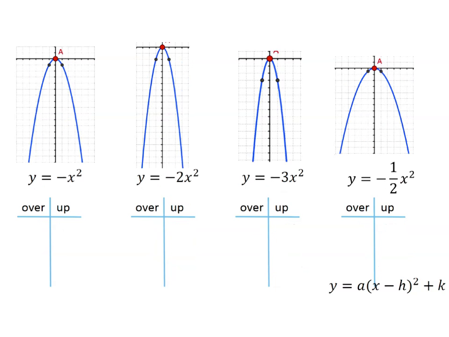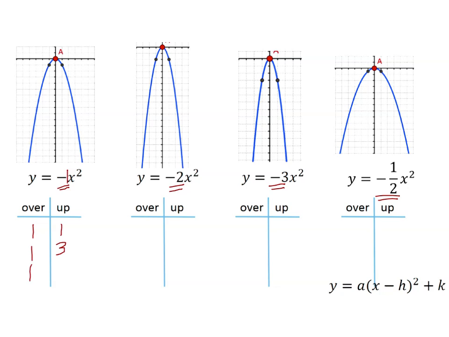All right, so let's look at some other values of A. Now, you might notice that these parabolas look very similar to the ones we just looked at. We have a value of -1 for A, a value of -2, -3, and -1/2. So the number part is still the same, but the difference here is that we have a negative out in front.